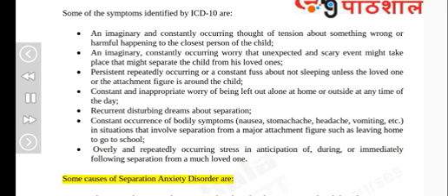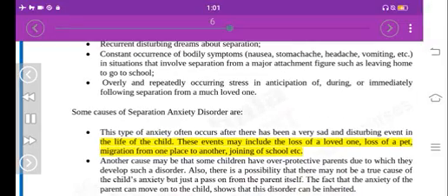Some causes of separation anxiety disorder are as follows. This type of anxiety often occurs after there has been a very sad and disturbing event in the life of the child. These events may include the loss of a loved one, loss of a pet, migration from one place to another, joining of school, etc.